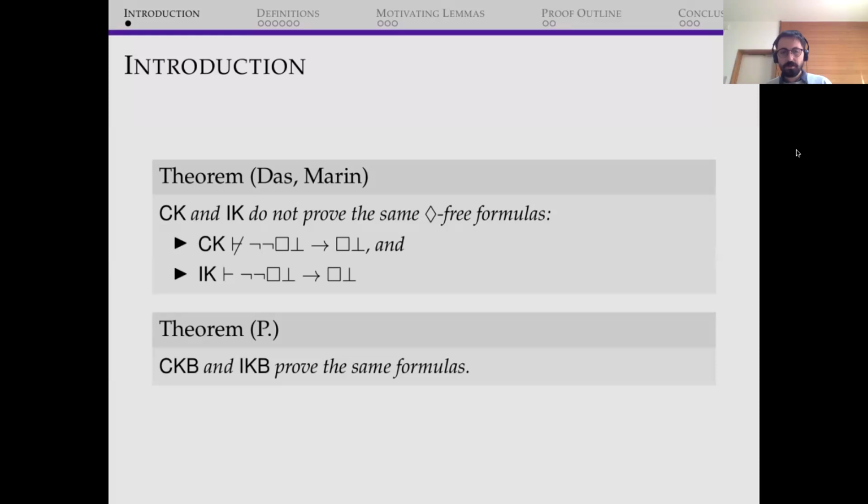So these are intuitionistic modal logics. They have boxes and diamonds, and for the constructive version of K and the intuitionistic version of K, Arnon, Pandas and Sonemari show that they do not prove the same diamond-free formulas. To get from CK to IK, you add formulas. All the new formulas talk about diamonds, but talking about diamonds allows you to prove new things without diamonds.